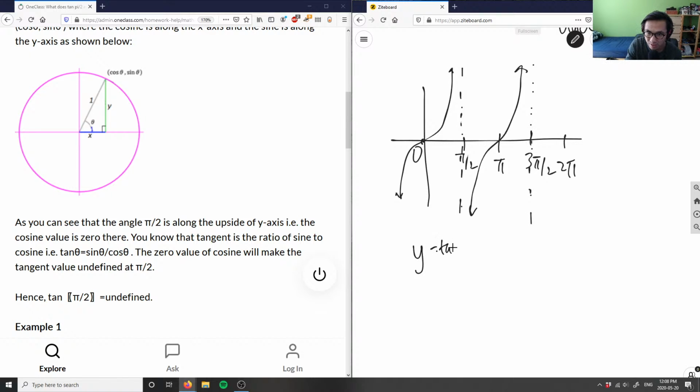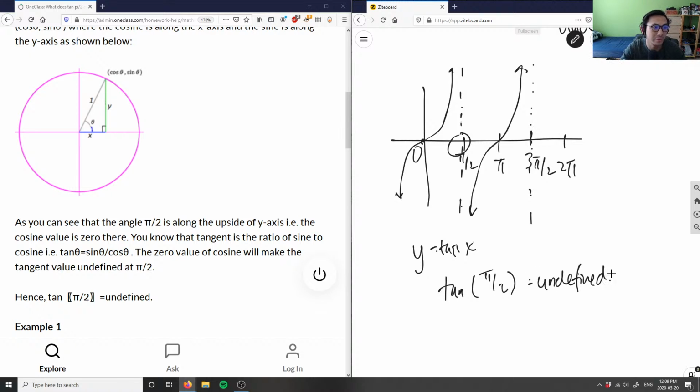You can say it's y equals tangent of x here. And at every odd multiple of pi over 2, you would get an asymptote, and at every n pi, you would get 0, and at every odd multiple of pi over 2, you would get an undefined value. So taking tangent of pi over 2, this here is an asymptote, so therefore it is undefined. You can use the graph to prove that tan of pi over 2 is undefined.